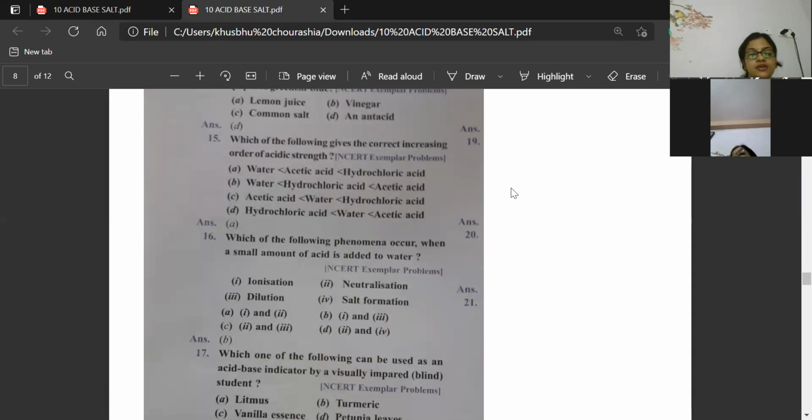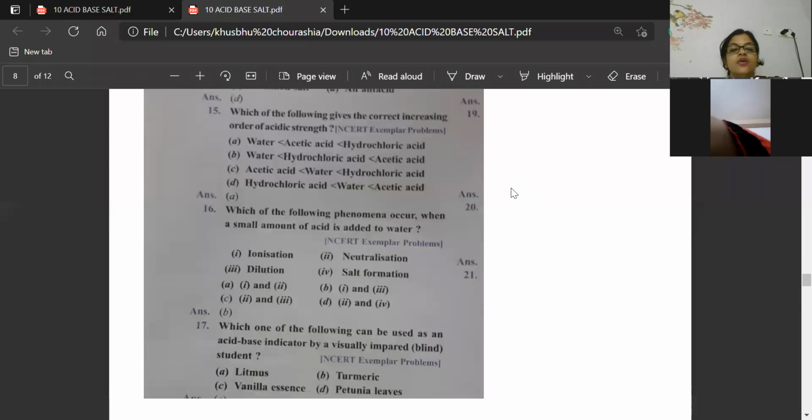The 17th question: which of the following can be used as an acid-base indicator by a visually impaired student? Litmus, turmeric, vanilla essence, or petunia leaves? Definitely, three of them are for looking and one is for smelling. So the correct answer will be C. Correct, very good.